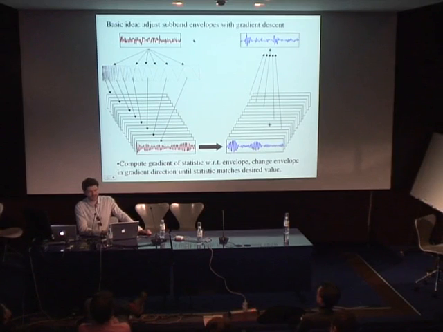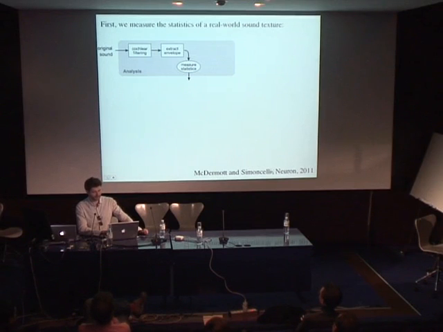The basic idea of the method, which I won't go into in great detail, is to adjust the subband envelopes with gradient descent. The statistics are all functions of the envelope, and so we can compute their gradient with respect to the envelope. We can then change the envelope of each of the subbands in the gradient direction until the statistic matches the desired value. We devised a method to do that. It's described in more detail in the paper indicated down there.